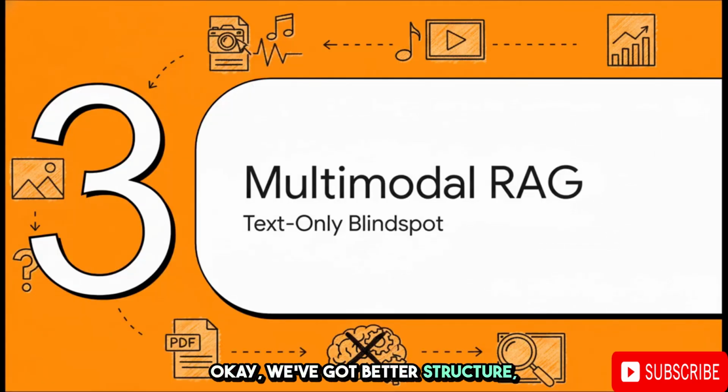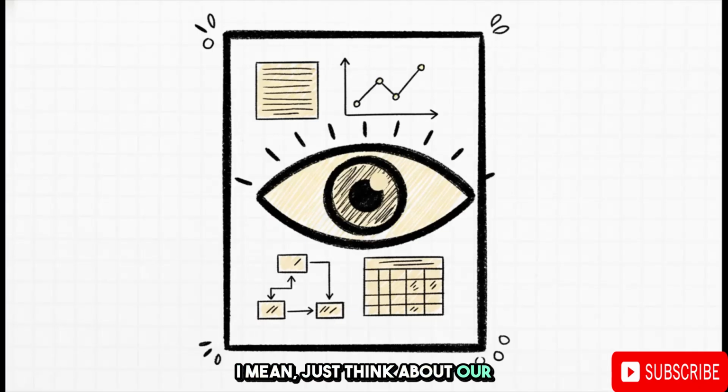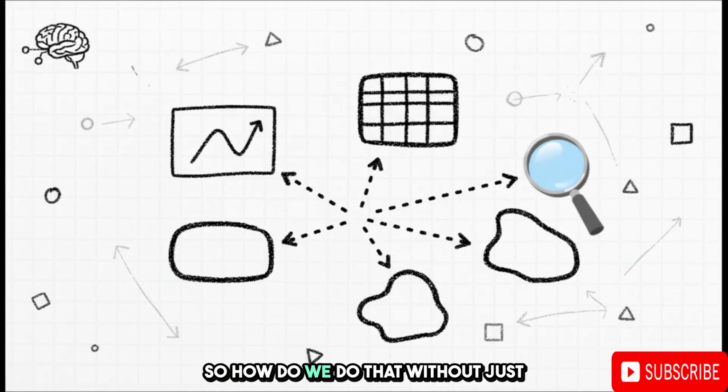Okay, we've got better structure, we've got smarter reasoning. Now we have to tackle a massive blind spot in almost every RAG system out there: the fact that our documents are almost never just plain text. I mean, just think about our own knowledge bases, right? We've got engineering diagrams, financial reports, data sheets. They are packed with critical visual information. A text-only RAG system is basically reading these documents with its eyes closed. For our system to be truly useful, it has to see the whole document. So how do we do that without just getting swamped by visual noise?